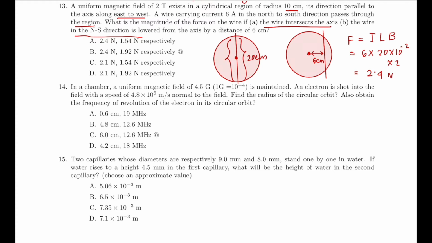And in the second case, we need to calculate this length. As you know, this is 10 centimeter and this is 6 centimeter. So the square root of 10 square minus 6 square is 8 centimeter. So this length will be 16 centimeter. In that case, the force will be I, which is 6, times 16 into 10 to the minus 2 into 2, that would be 1.54, sorry, 1.92 Newton, this one.